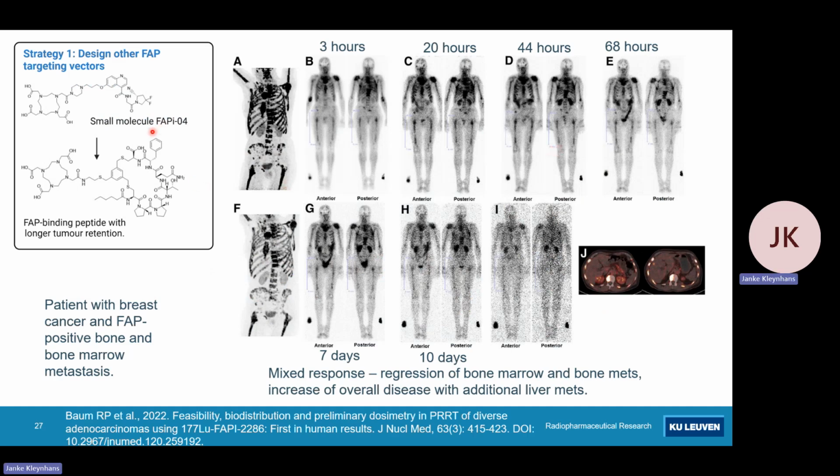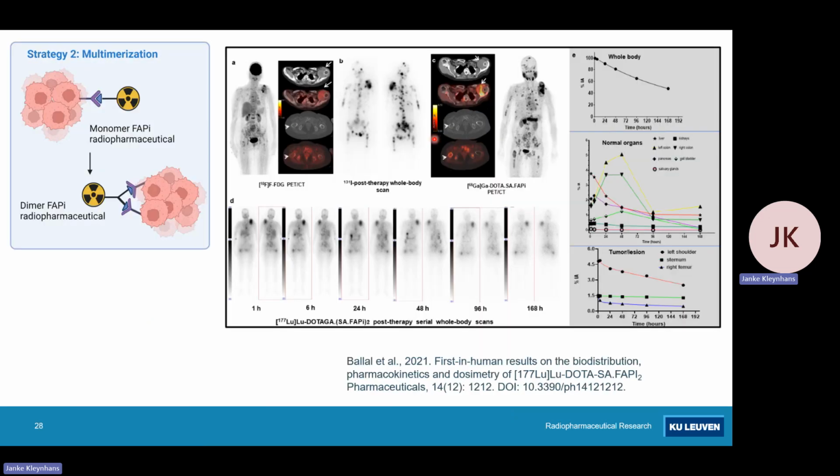So FAPi 2286 seems to be quite good. This is the lutetium FAPi 2286, where it has a longer tumor retention. They demonstrated up to 10 days, but there is a mixed response. And this is still under investigation. But FAPi 2286 seems to be a bit more optimal with regards to tumor washout.